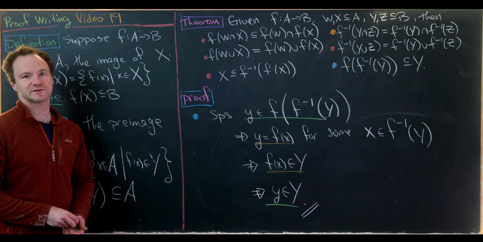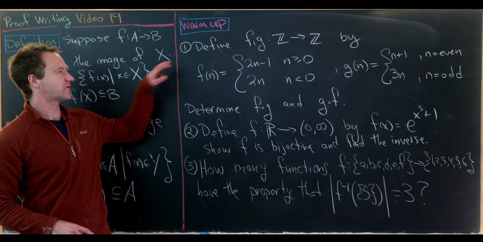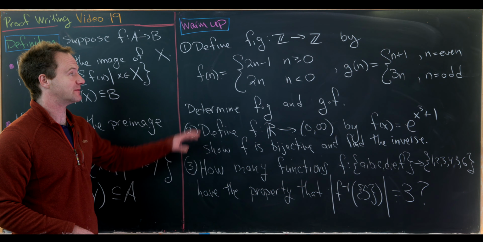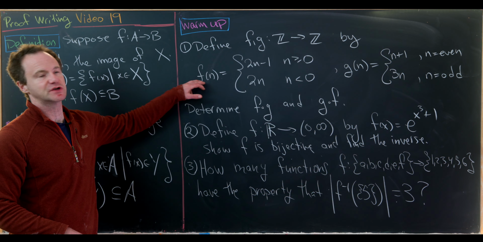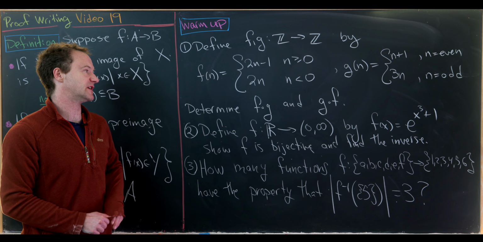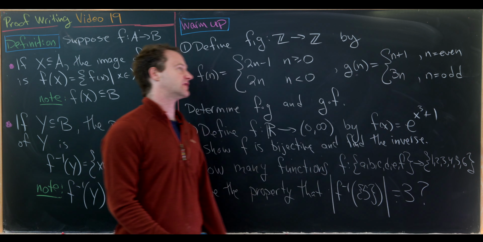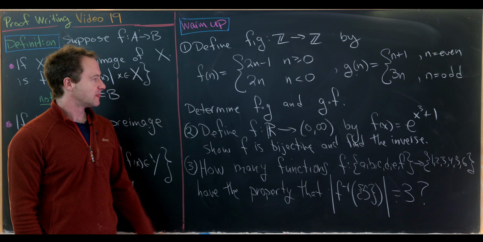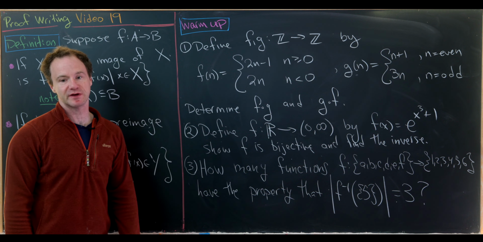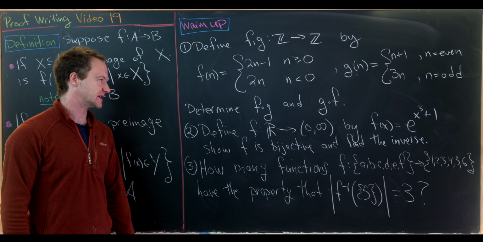Okay, so now I've got some warm-ups for you. So here are 3 nice warm-up problems to practice what we've seen. So the first is to define 2 functions from integers to integers, which we'll call f and g, by the following piecewise rules. So f of n is 2n minus 1 if n is bigger than or equal to 0, and 2n if n is less than 0. And then g of n is n plus 1 if n is even, and 3n if n is odd. And then you'd like to determine the composition of f with g and g with f. So I know at least one of these can be simplified quite a bit into something nice.